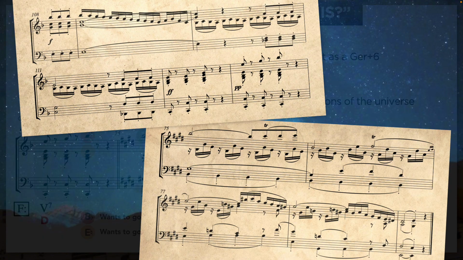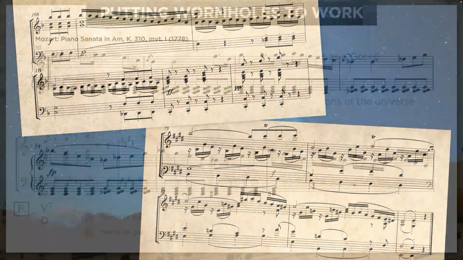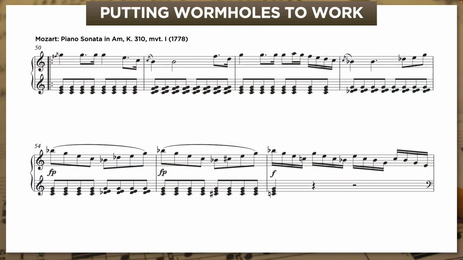Now, as it happens, young Mozart was in a position to put one of these wormholes to work right away, and within a single piece, not between two pieces. Earlier that day, he'd been working on the development section of his A minor piano sonata. And here's what he'd sketched out.